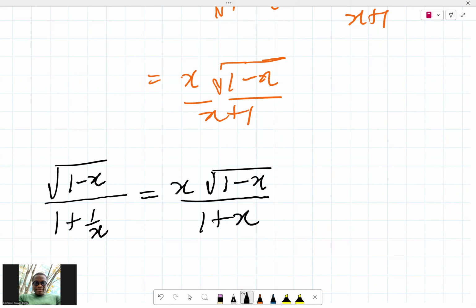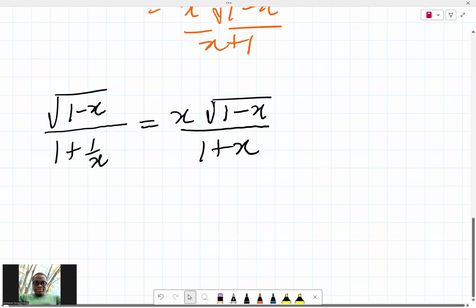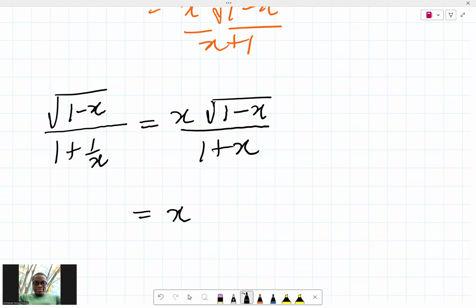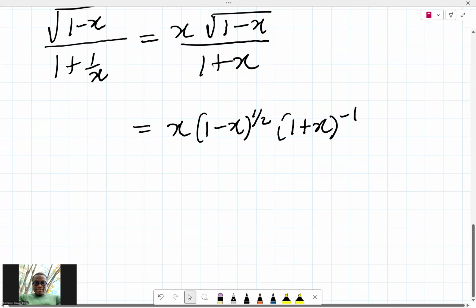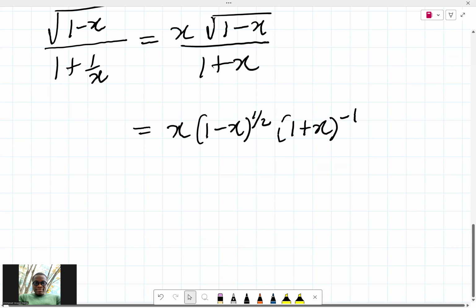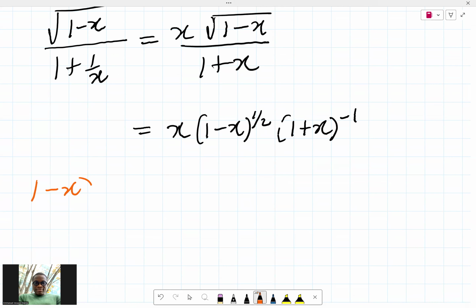So now we can take the parts one after the other. So now we can say this is the same thing as x, 1 minus x raised to power half being square root, and then you have 1 plus x down there. That is 1 plus x raised to power minus 1. So we can have it that way. Now, let's take it. Of course, x is settled, but we have 1 minus x raised to power half.